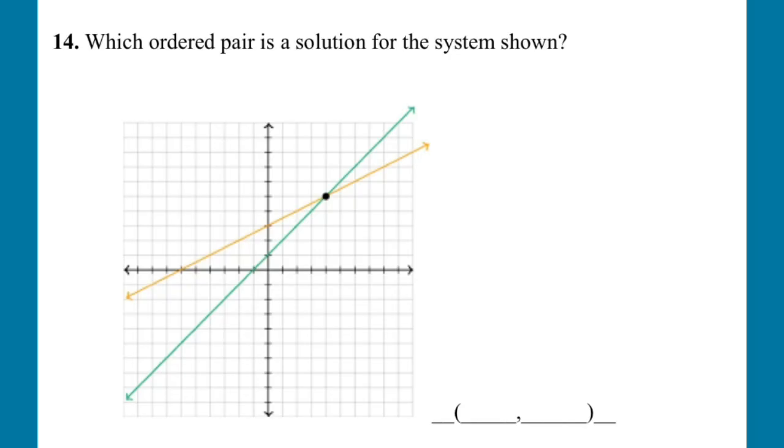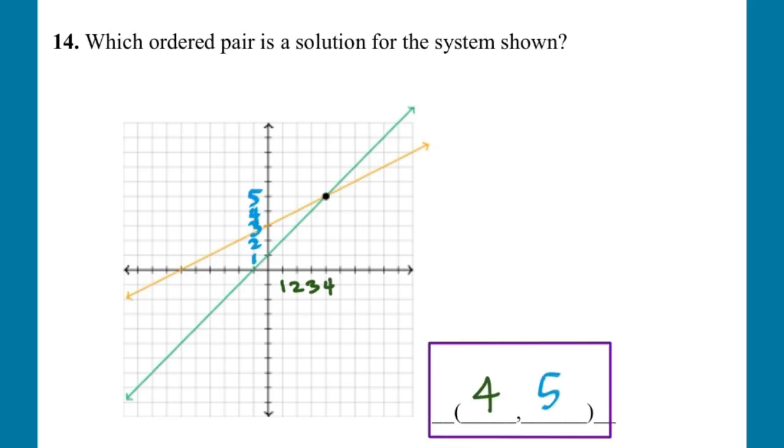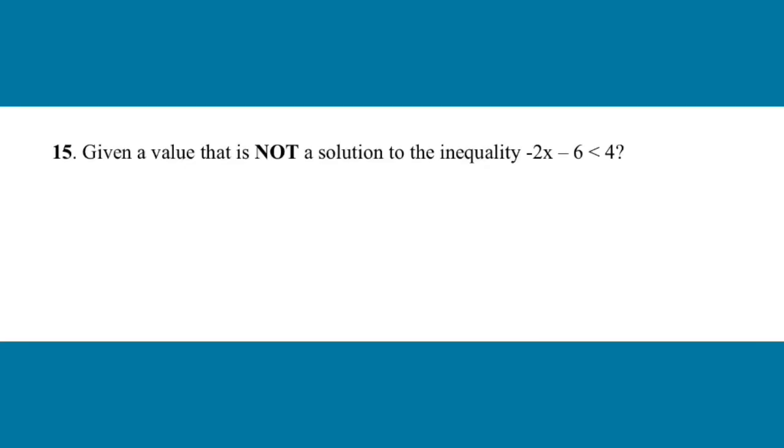Number 14, we can see that this system has been solved by graphing. Two equations of these lines are graphed, and we see that the x value is 4 and the y value is 5.